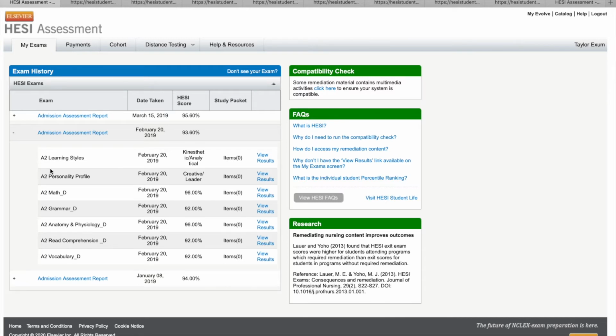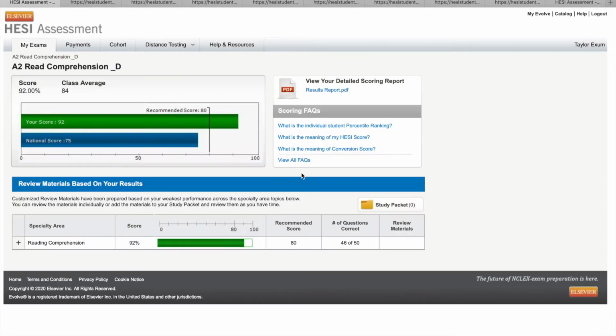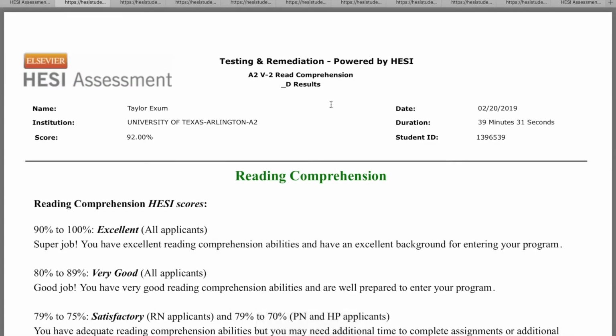For this one, we're going to start off with reading comprehension. So we're going to click View Results, go to Results Report PDF, and click that. It'll open a new tab, and you'll have to wait a minute for it to load. And here you go.